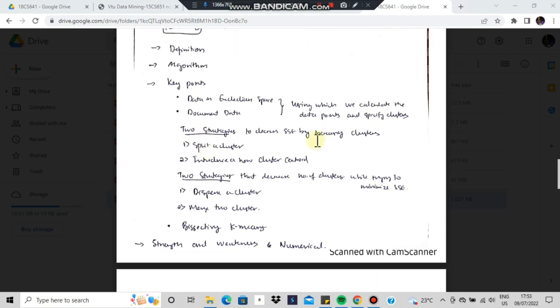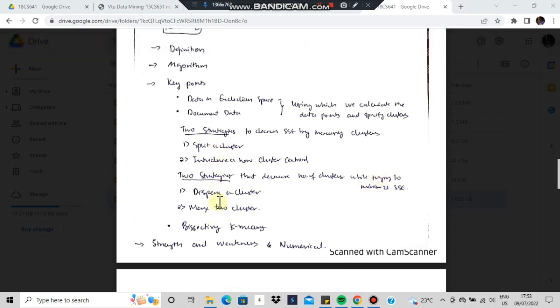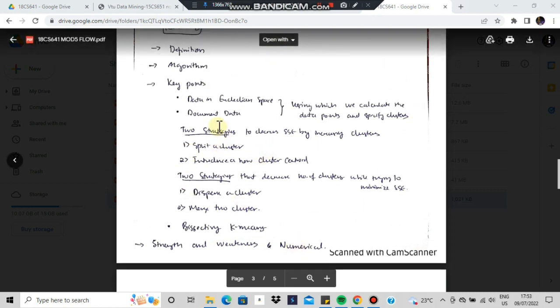Then we have two strategies: decrease SSE by increasing the number of clusters, and decrease the number of clusters while trying to minimize SSE. These are a few concepts which they can ask in the exam, so you have to explain them. Those come under the key points. Then we have the final key point, which is bisecting K-means, and then we have strengths and weaknesses and a numerical associated with that. These are the things you need to know if you want to score full marks in the topic K-means.